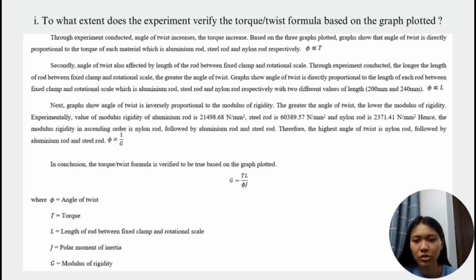Hence, the modulus of rigidity in ascending order is nylon rod, followed by aluminum rod and steel rod. Therefore, the highest angle of twist is the nylon rod, followed by the aluminum rod and steel rod. In conclusion, the torque twist formula is verified to be true based on the graphs plotted: G equals TL over phi J, where phi is the angle of twist, T is torque, L is the length of rod between the fixed clamp and rotational scale, J is the polar moment of inertia, and G is the modulus of rigidity.